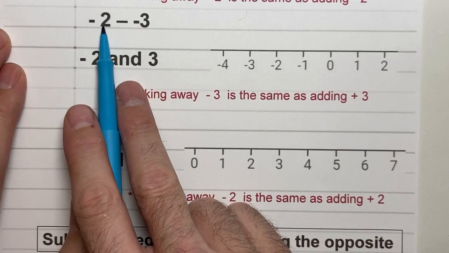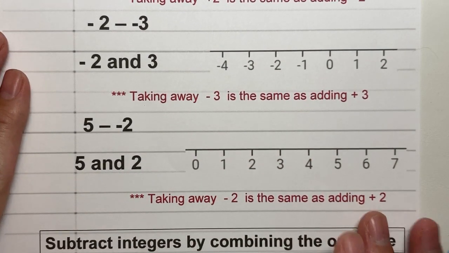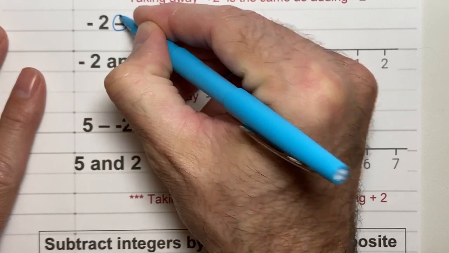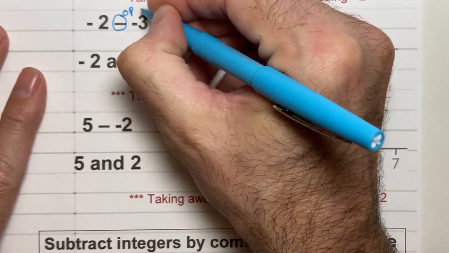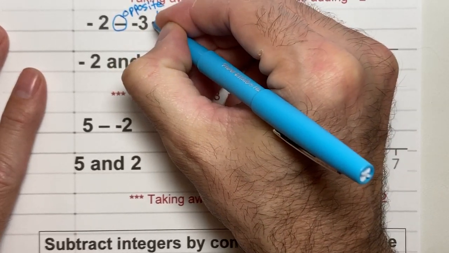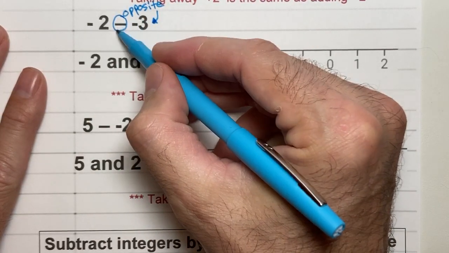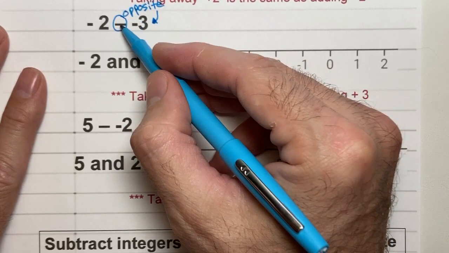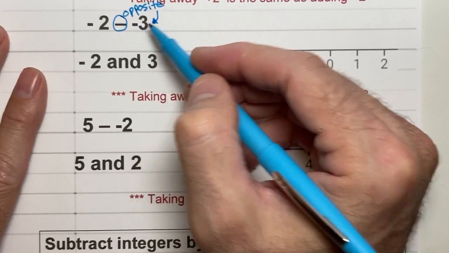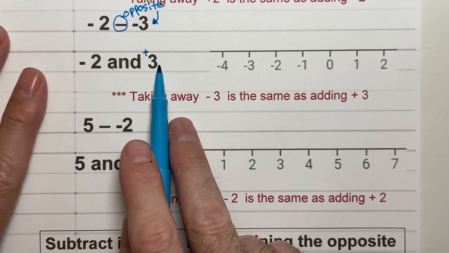So if we have -2 subtract -3, let's change that into an opposite statement and an and statement. What this is really saying is subtracting this integer is the same as combining the opposite. So what's the opposite of subtracting -3? It's actually the same as combining 3 positives.